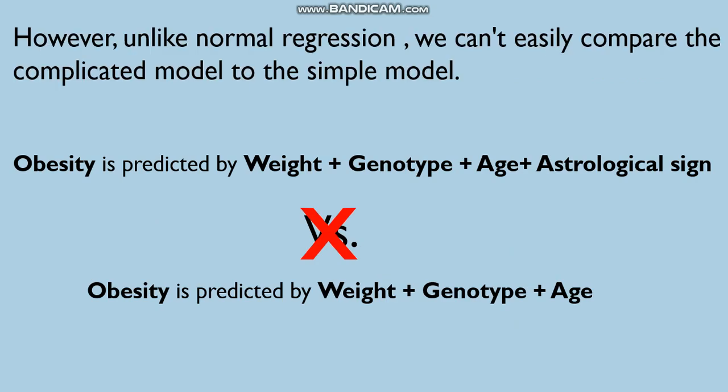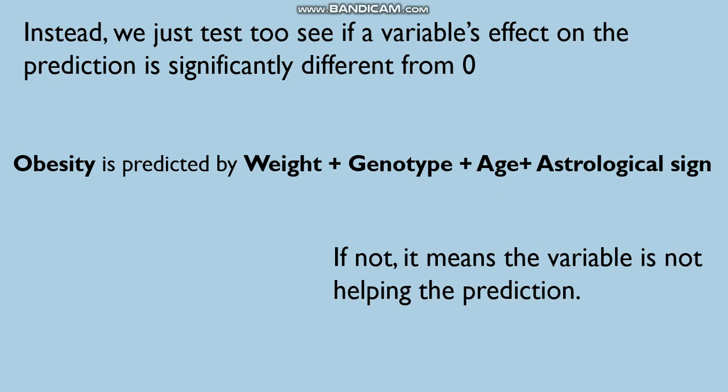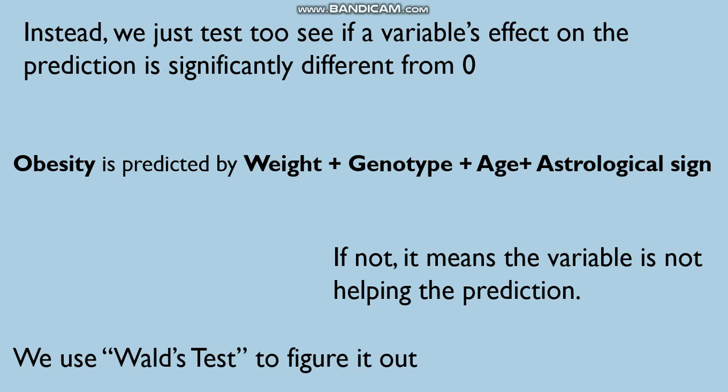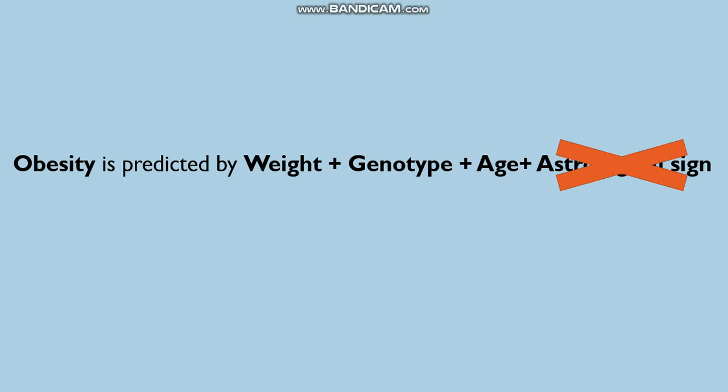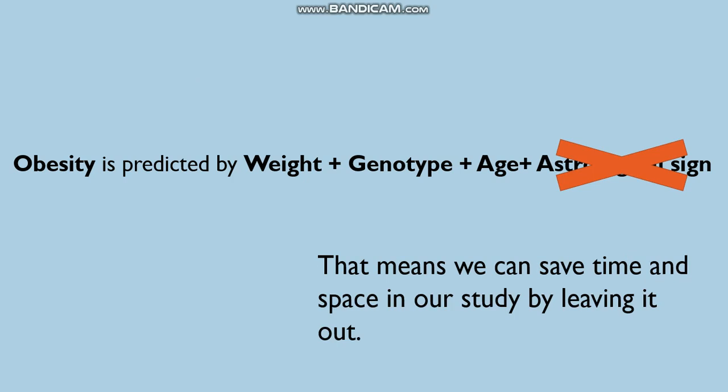However, unlike normal regression, we can't easily compare the complicated model to the simple model. Instead, we just test to see if a variable's effect on the prediction is significantly different from 0. If not, it means the variable is not helping the prediction. We use Wald's test to figure it out. In this example, the astrological sign is not helping. That means we can save time and space in our study by leaving it out.